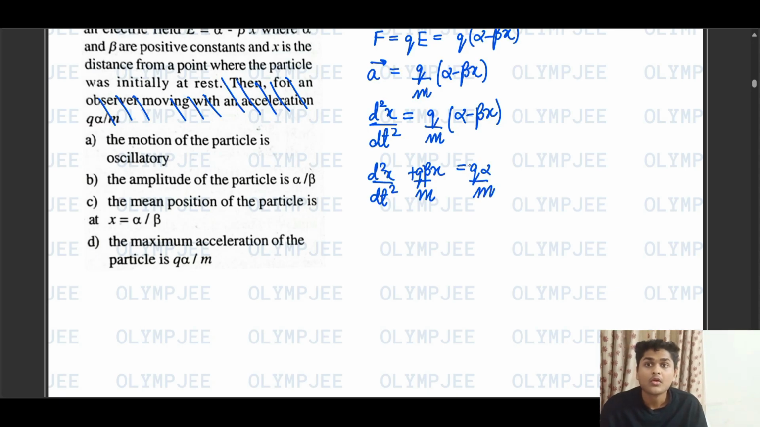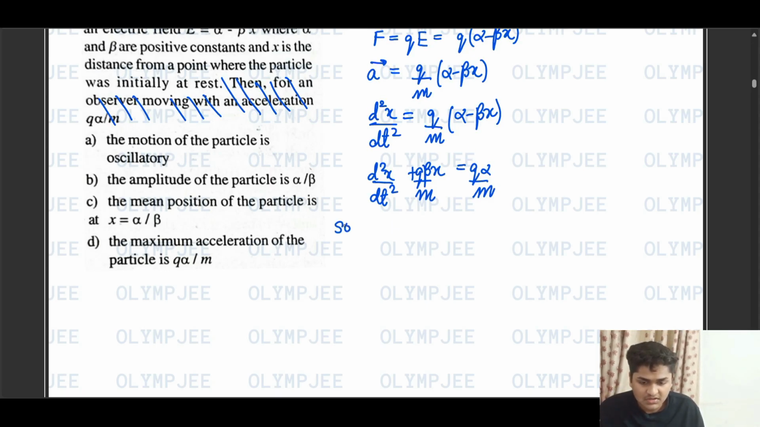right. So this is a second order differential equation and this is non-homogeneous. Non-homogeneous means that the right hand side of this equation is not equal to 0. When it is equal to 0, it is known as a homogeneous equation. And when it is equal to 0, it will become the standard equation of SHM that we know the solution to, but we don't know the solution to this equation.